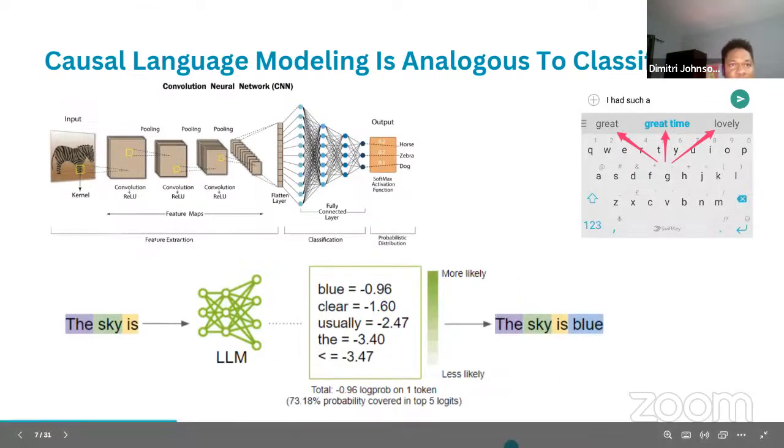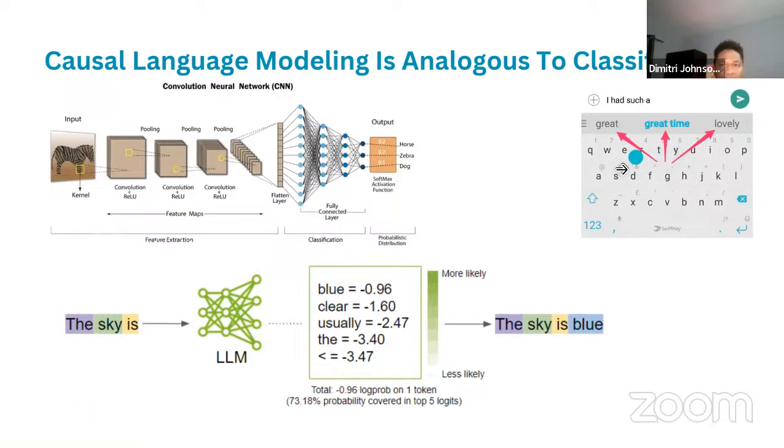And causal language modeling is analogous to the keyboard, basically. On the keyboard, like over here, you type in great, and the keyboard will predict the next most likely word: great time, lovely time. I had such a great time, lovely time. That's the same thing causal language modeling is doing. It's producing a probability map across all of the words in the English dictionary for the most likely next word. You input a number of words, and it outputs a probability over every single word in the English dictionary of what is the most likely answer.